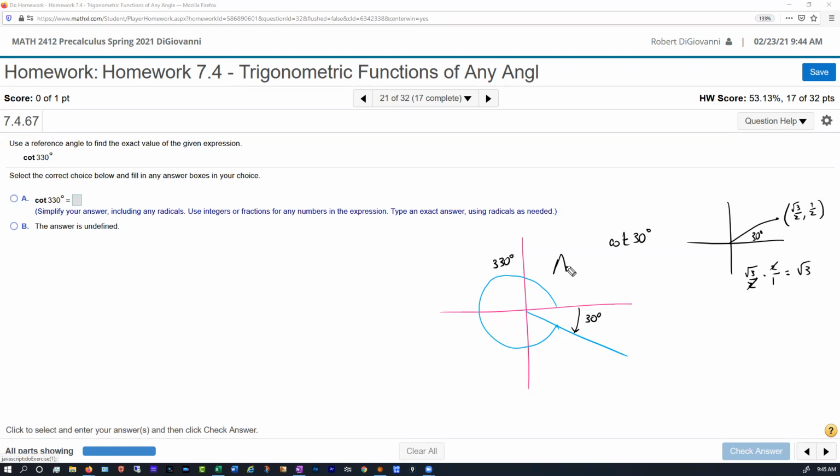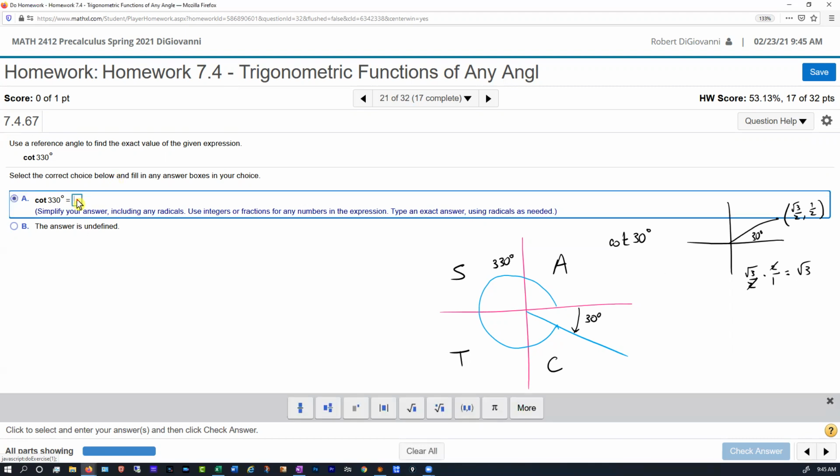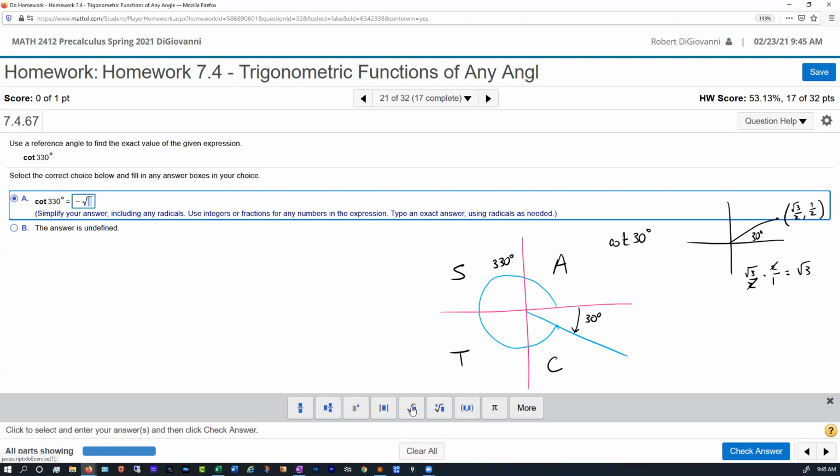So our answer so far is √3, but we're doing all students take calculus. In the fourth quadrant, which is where this angle 330 lies, the only thing that's positive is cosine, and we're looking at cotangent. That means tangent is negative over here, and the reciprocal cotangent should be negative too. So it should be this answer, √3, but negative. So negative √3.